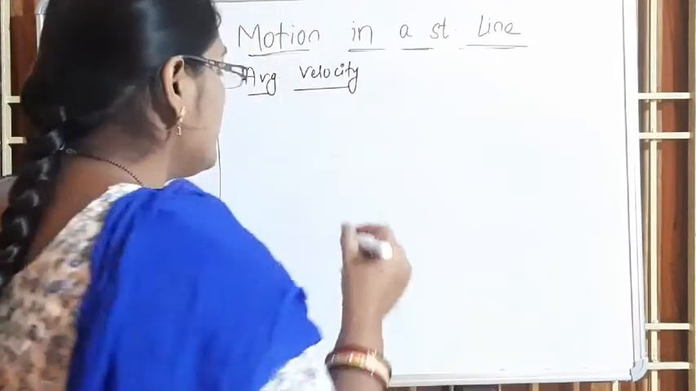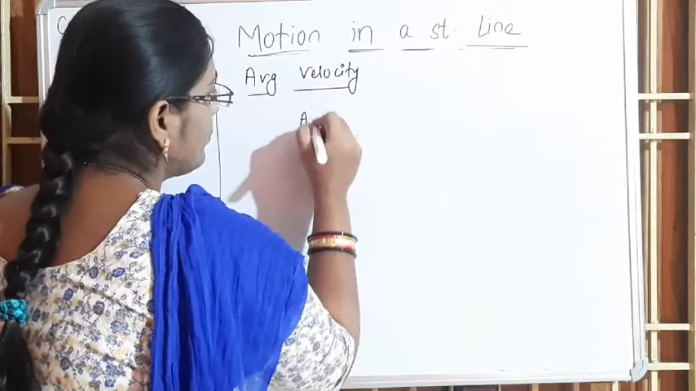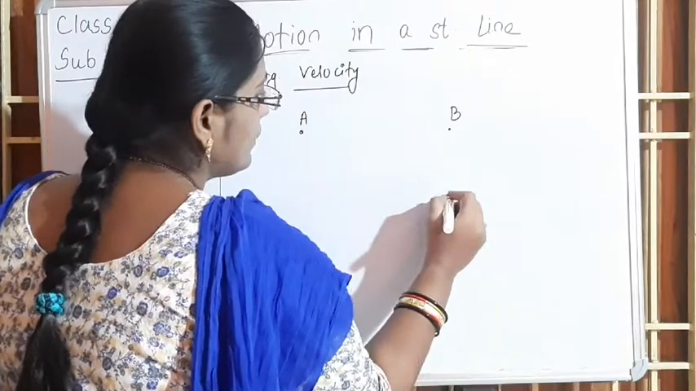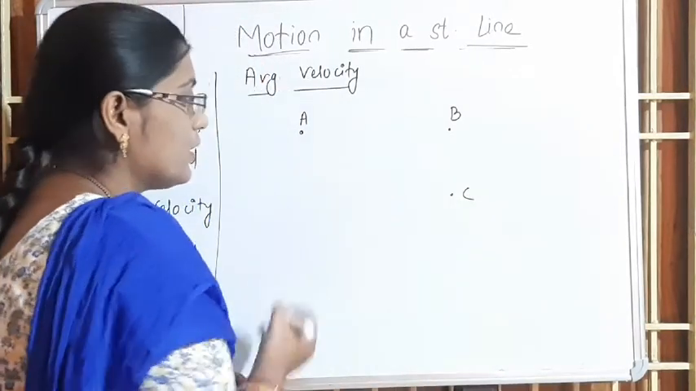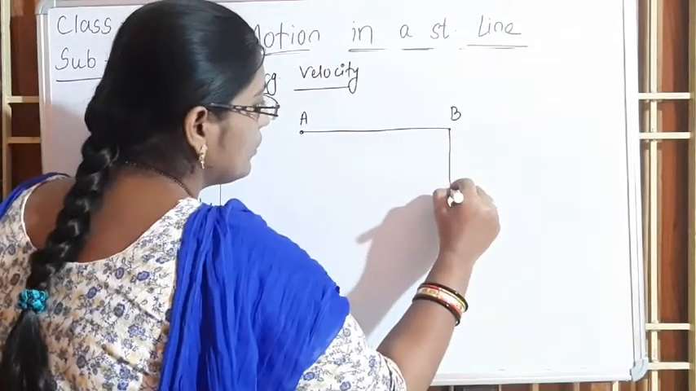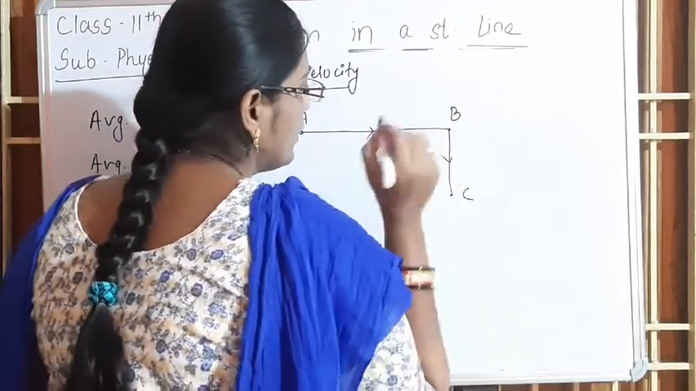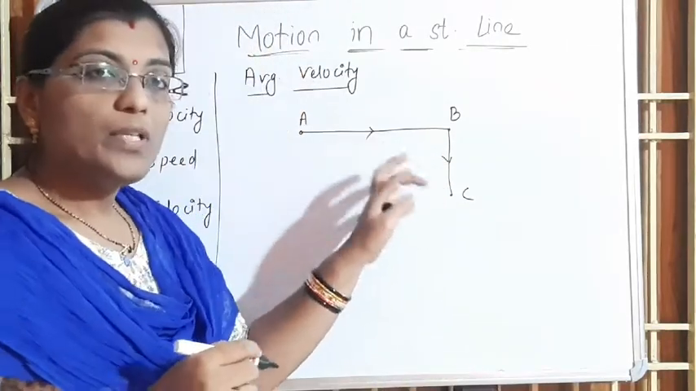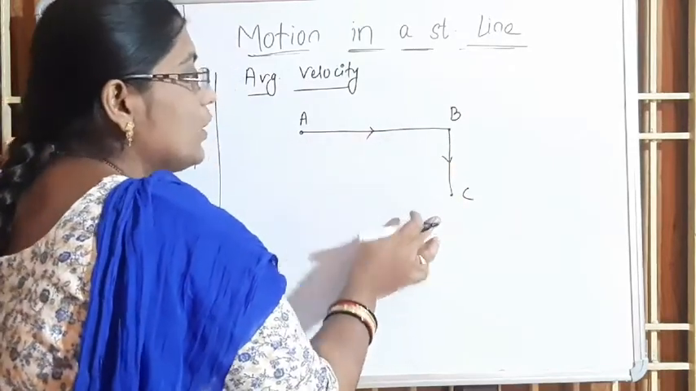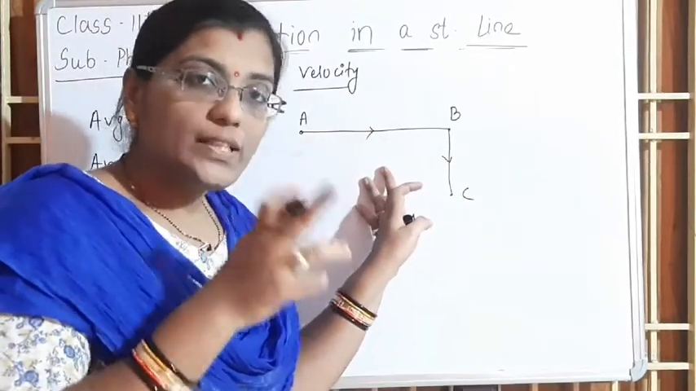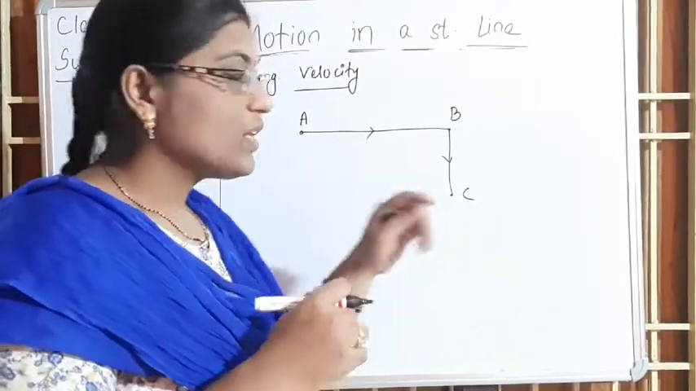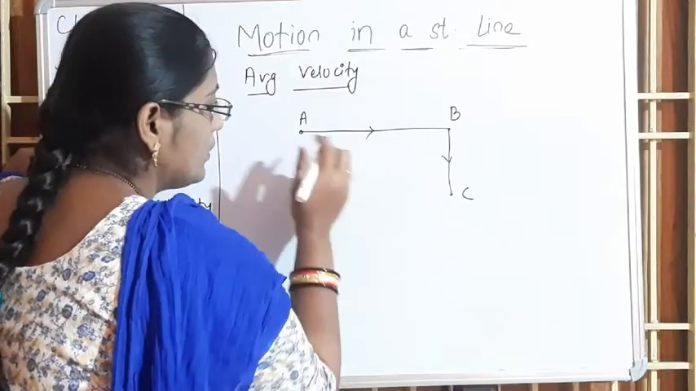Suppose there is a car moving from point A to point B and then to point C. In the entire journey of the car, we have to find how fast the car is moving during the journey from A to C.